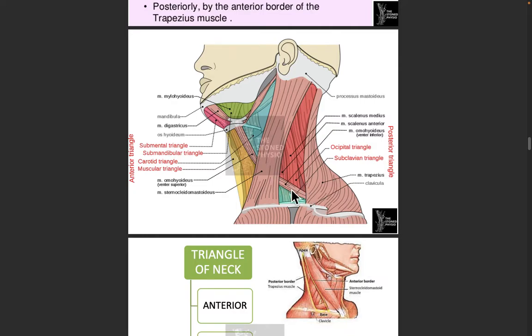So we will see that this is the whole omohyoid muscle. This is the superior belly of omohyoid, this is the inferior belly of omohyoid. Okay, we can say that the inferior belly of omohyoid divides the posterior triangle into a superior one and an inferior one.